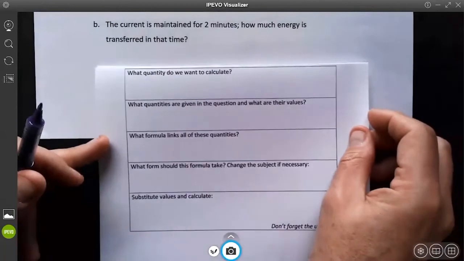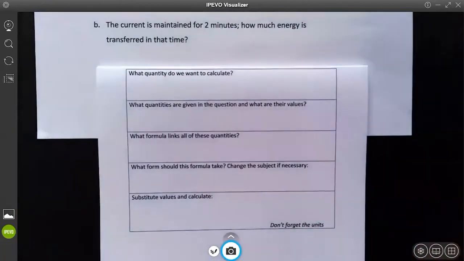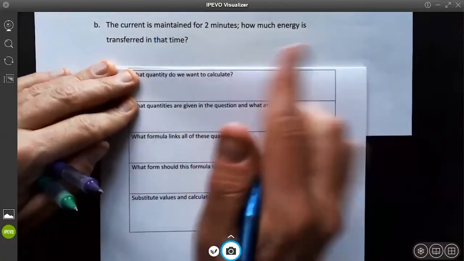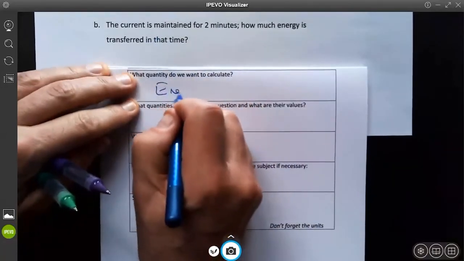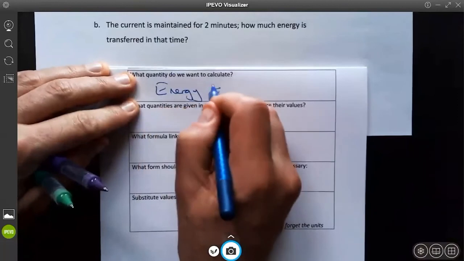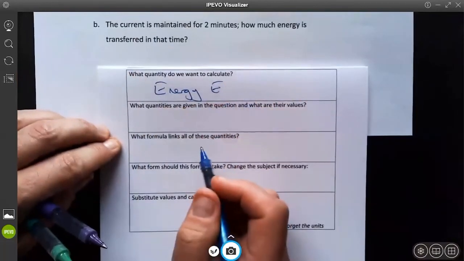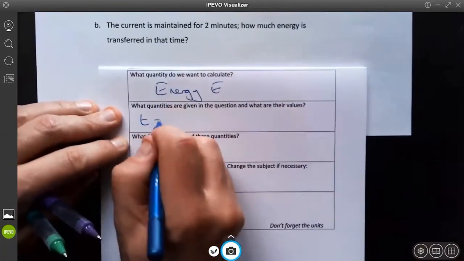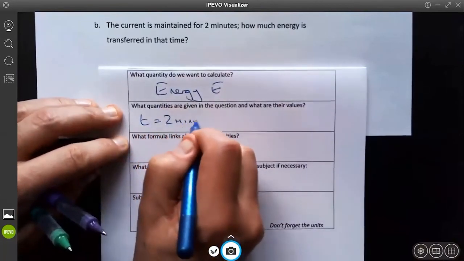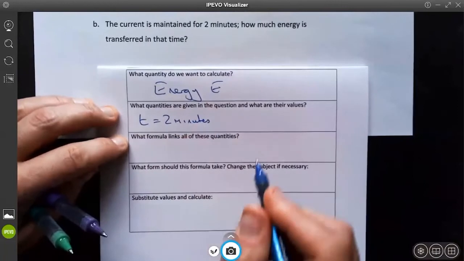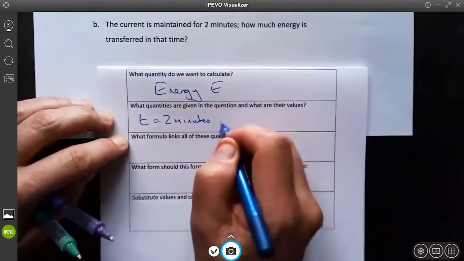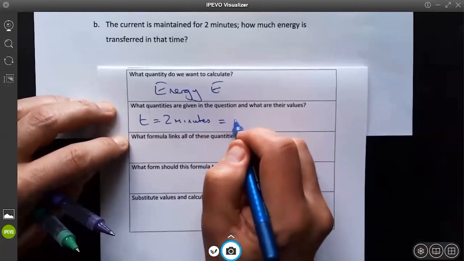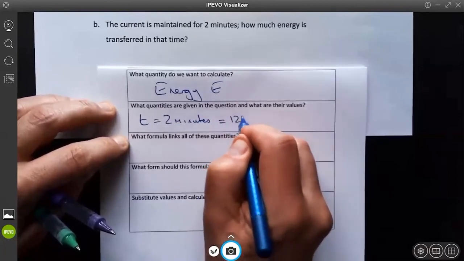So again, we can use the same framework. What quantity do we want to calculate? Well, this time we're actually after energy, and energy has the symbol E. What quantities are given in the question? Well, we're given a time, t equals 2 minutes. But remember, we must work in SI units. A minute isn't an SI unit, but seconds are. And so let's convert that to 120 seconds.